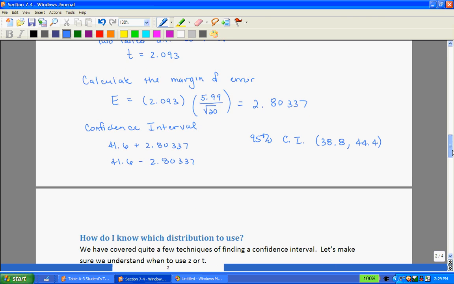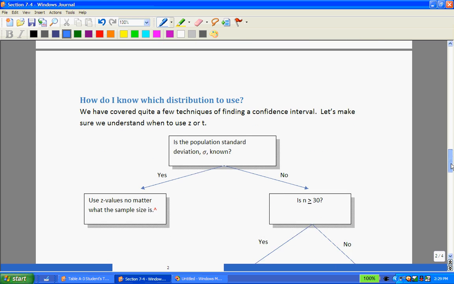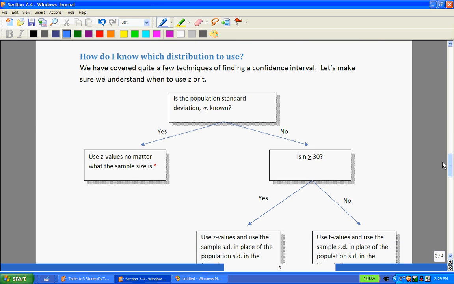Okay. Well, we've done quite a bit with confidence intervals. We looked at when it was normal, when we knew the standard deviation, when we didn't know the standard deviation. So it can get kind of confusing to know when do I use which one. Well, here's a little chart, a little flow chart to help you know which one you're going to use.